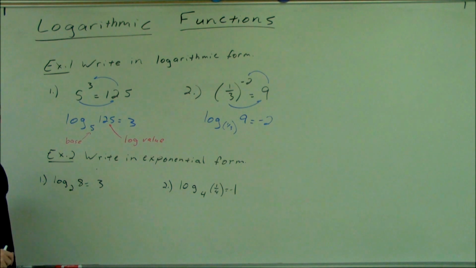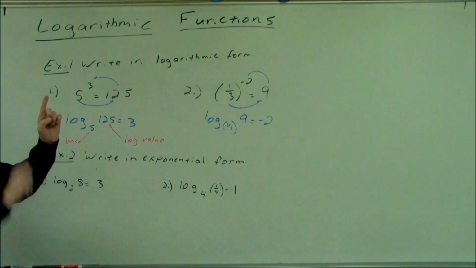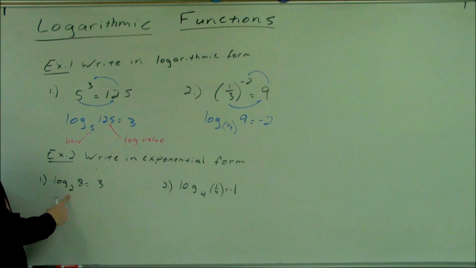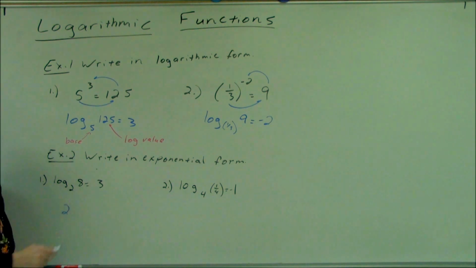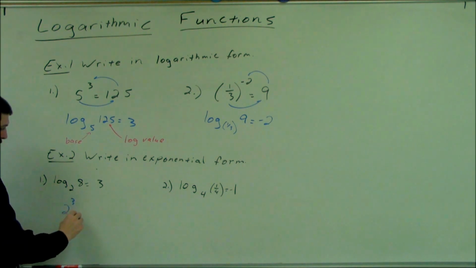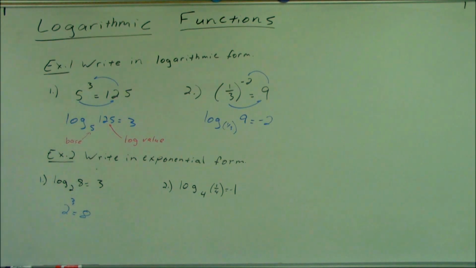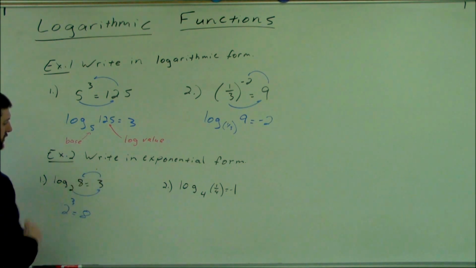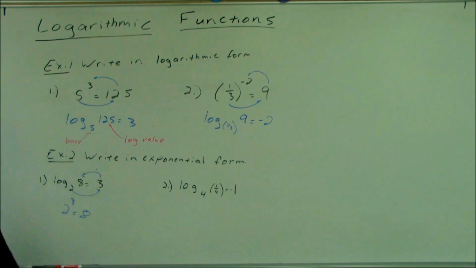And remember what exponent form says. It says this number this many times equals this value. So 2, how many times equals 8. So that's just moving from log form into exponent form. It's the same thing. Start with your base, work around the equal sign. 2 to the 3rd power equals 8.